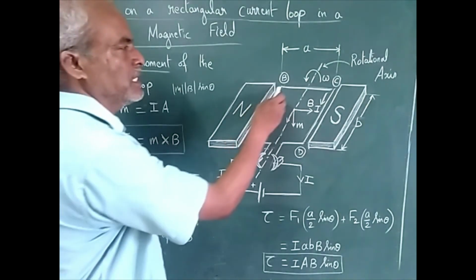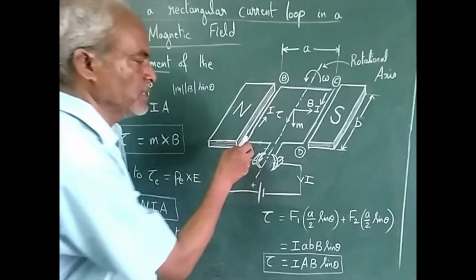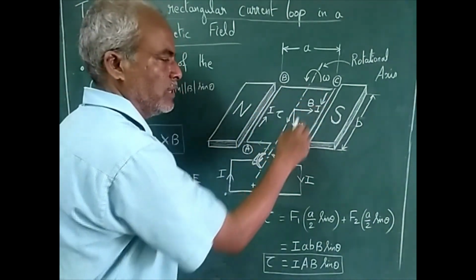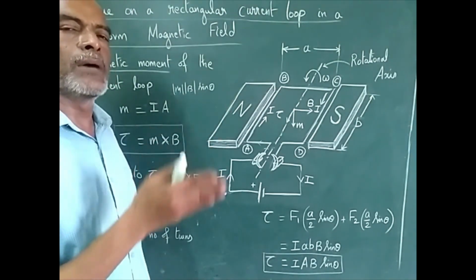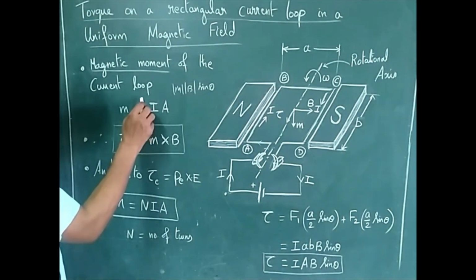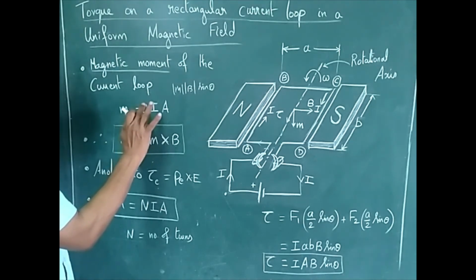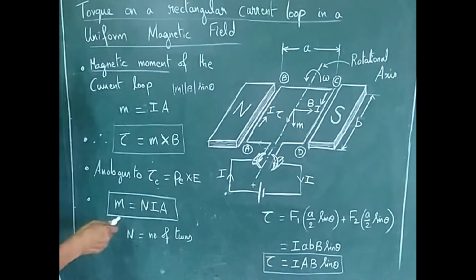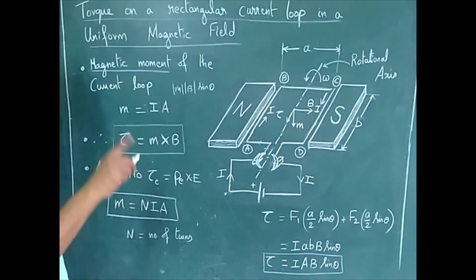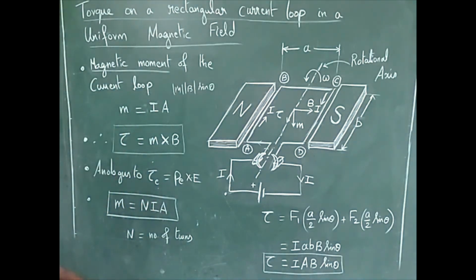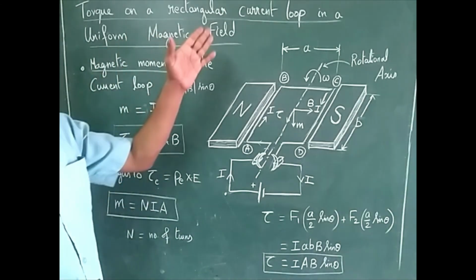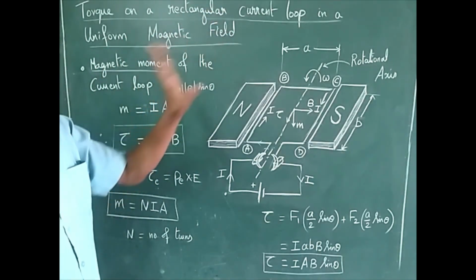So now we have considered only one loop. Suppose there are N number of closely wound loops, very closely, tightly packed N number of loops. This is for one turn, and if it is going to have N turns, then you have to multiply this with N. Therefore, magnetic moment, if it has N turns, is NIA. So you will be having capital N. So that's all about torque on a rectangular current loop in a uniform magnetic field.